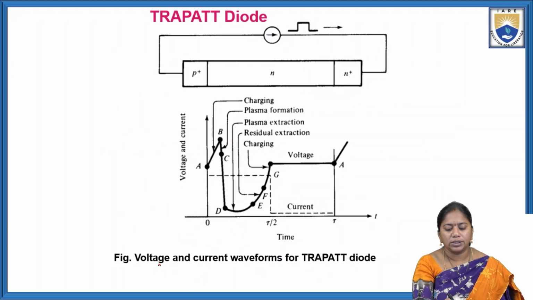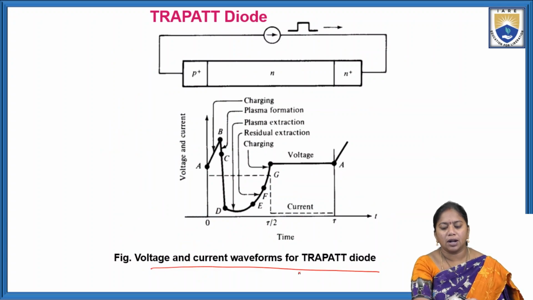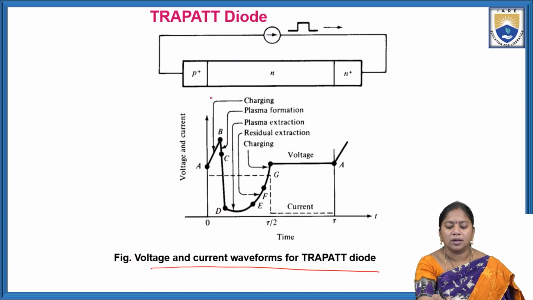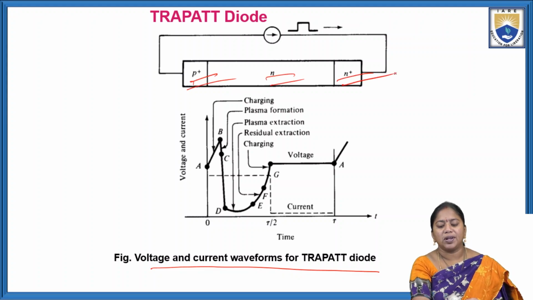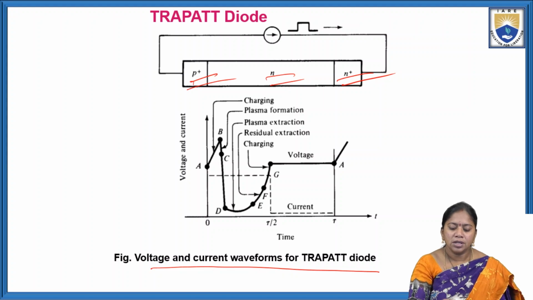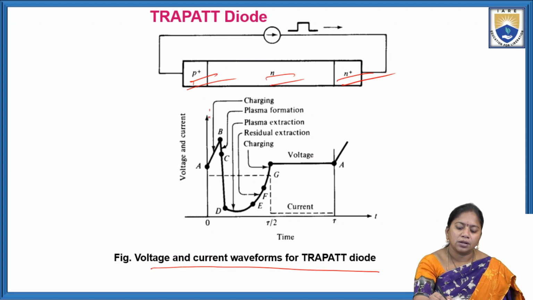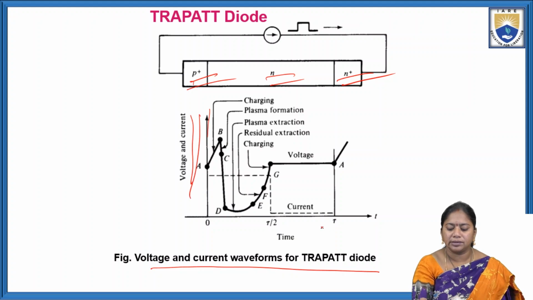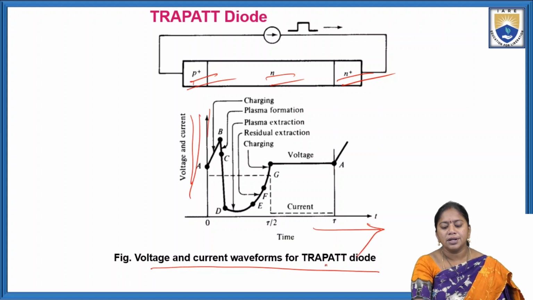This is the voltage and current waveform for the TRAPATT diode. Here we are taking a P plus N plus structure. From this graph, the voltage and the current are on the y-axis, and on the x-axis we are taking the time.